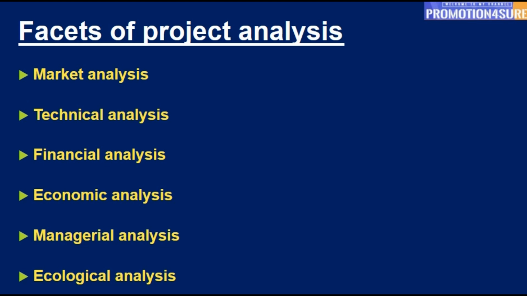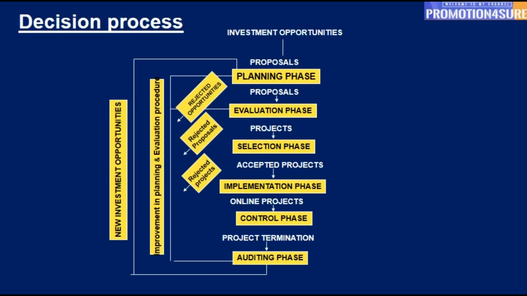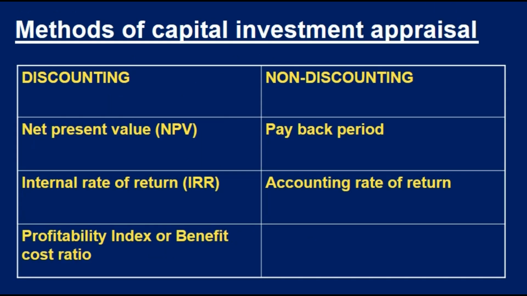So what are the facets of project analysis? Market analysis, technical analysis, financial analysis, economic analysis, managerial analysis, and ecological analysis. Now, analysis includes the cost of project, the means of finance, cost of capital, projected profitability, cash flow of the projects, project appraisal. Now, this is the decision process once the new project comes to your bank. This is how you're going to appraise it.